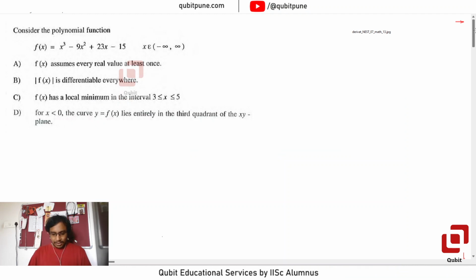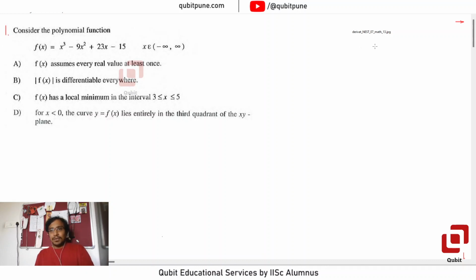So we completed questions on limits and continuity from NEST, and today we will solve some of the previous year's questions based on differentiation or derivatives. Now you'll find a lot of common questions like differentiable, continuous, and all that stuff. Let us start with our first question of the day.